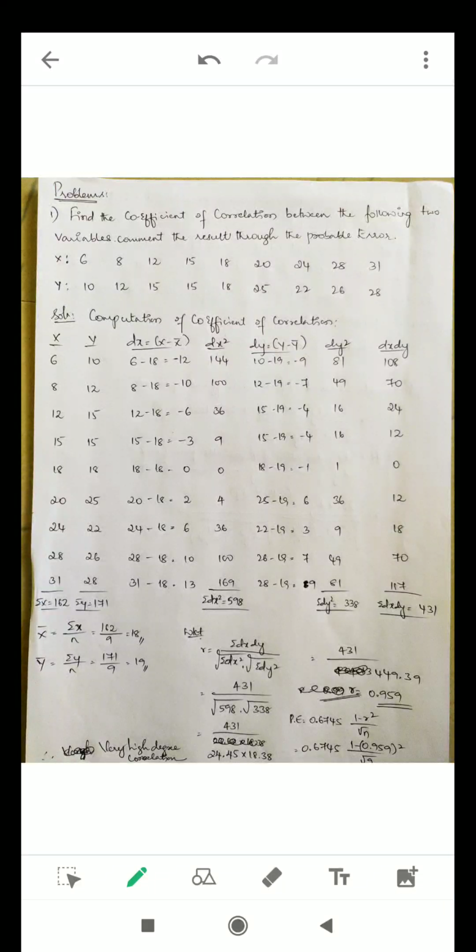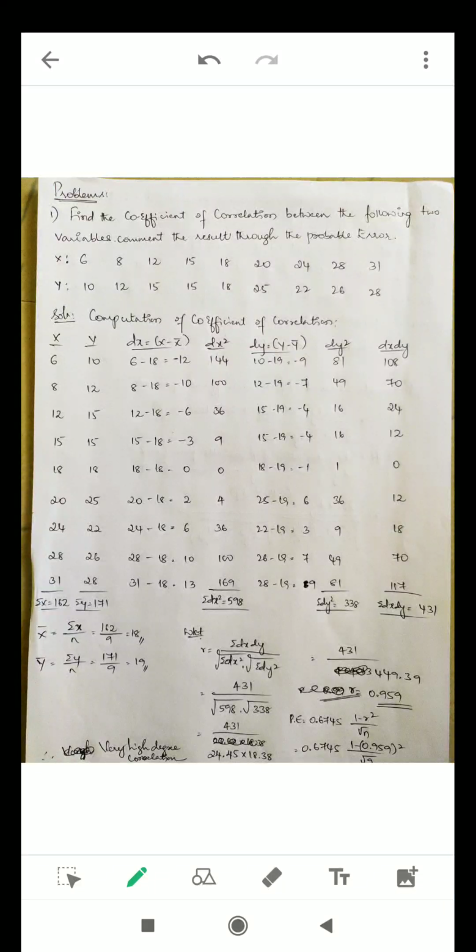Write down the solution. Computation of coefficient of correlation. First write down the variables, both x as well as y. After writing the x variables and y variables, total the x and y variables separately, that is summation x and summation y. So summation x we will get 162, summation y we will get 171.